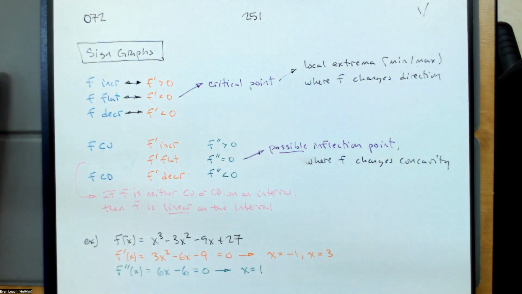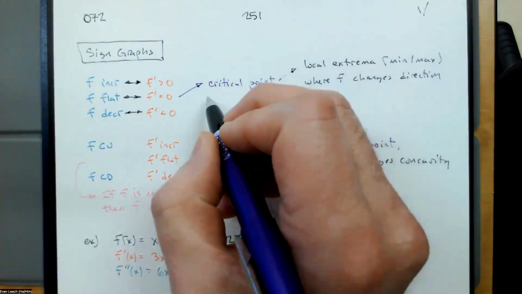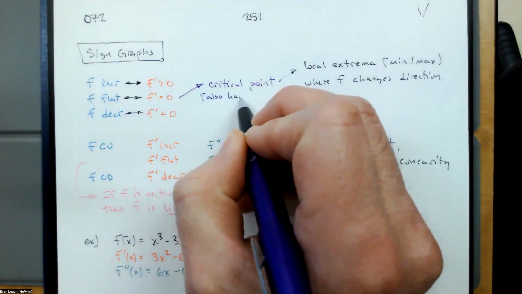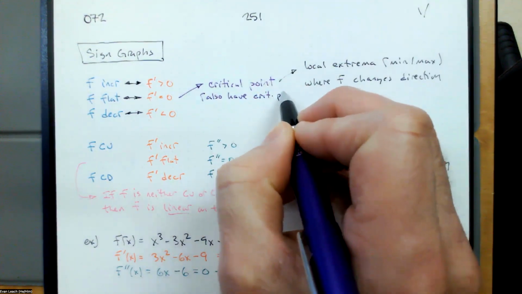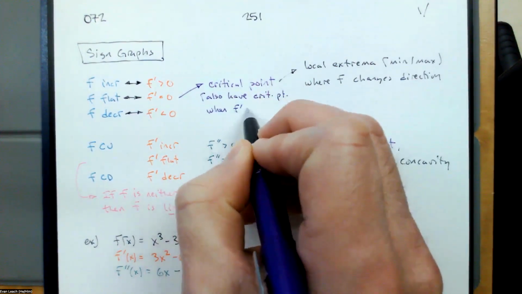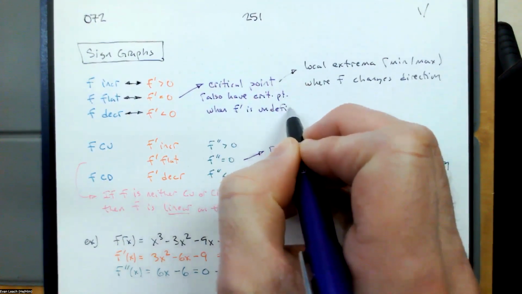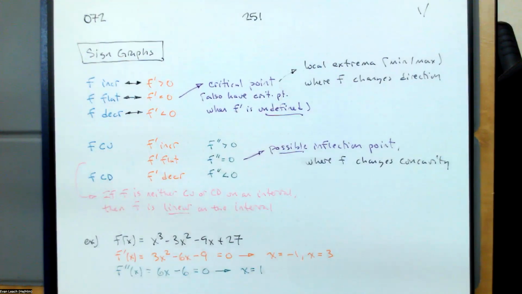When a function is flat, the first derivative is zero. That means we have a critical point. And when a function is decreasing, the first derivative is negative. We want to make sure that we include any points where the first derivative is undefined. We also have critical points when the first derivative is undefined. So critical points happen not just when the first derivative is zero, but also when the first derivative is undefined. But we can't say that the function is flat when the first derivative is undefined.